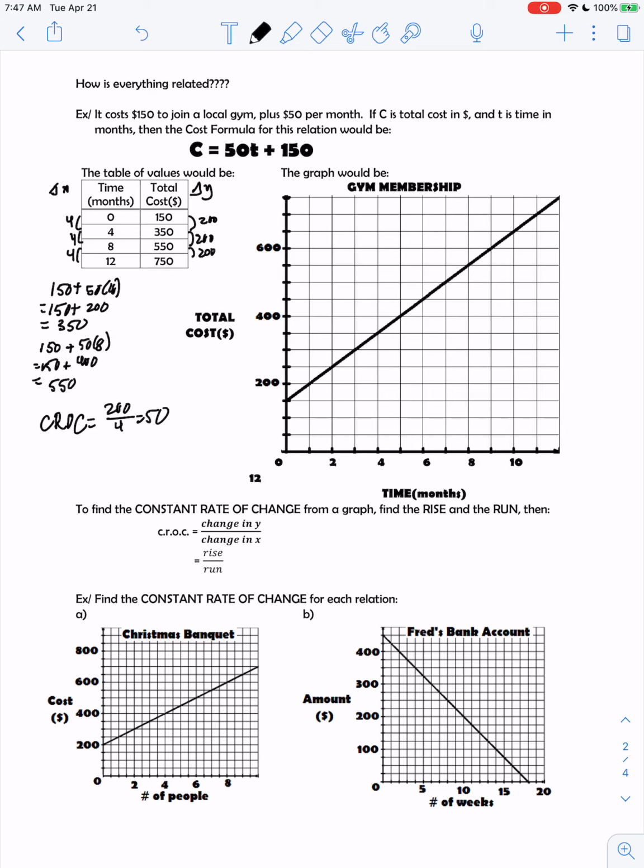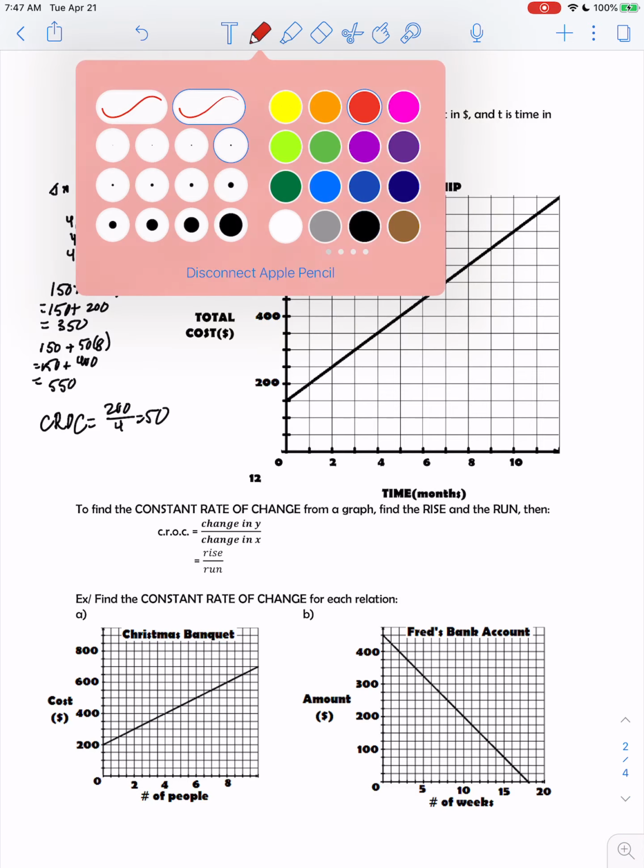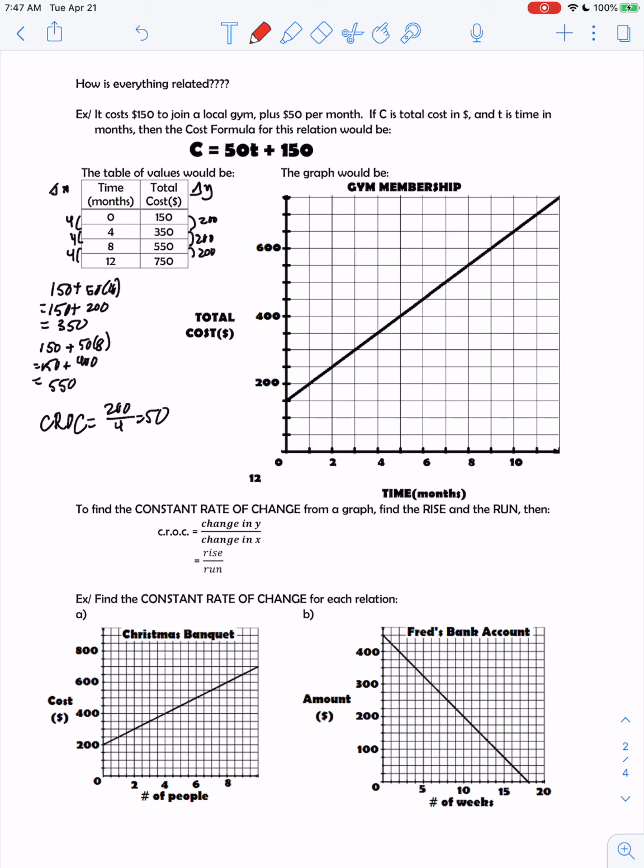Well, where did that $50 come from in the first place? Well, of course, that $50 is the change in the cost every month. It's $50 a month. So there's your $50.